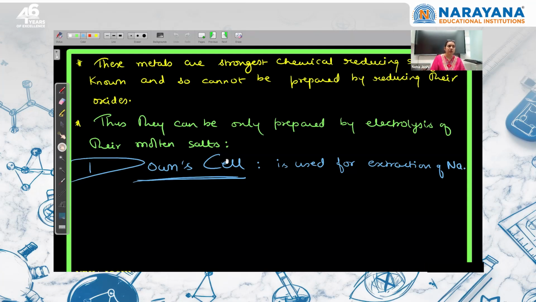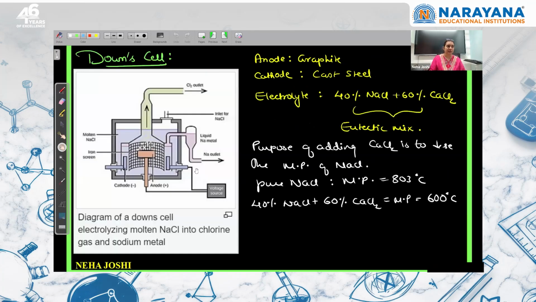And for sodium, we use something called the Downs cell. Now we cannot use water to form the electrolyte, we cannot form an aqueous solution of salts for electrolysis. Why? Because then again, it is not Na+ which will be reduced to Na. It will be the H+ of water which will be reduced, as we have seen in the preparation of NaOH. If there is water, Na will not be liberated.